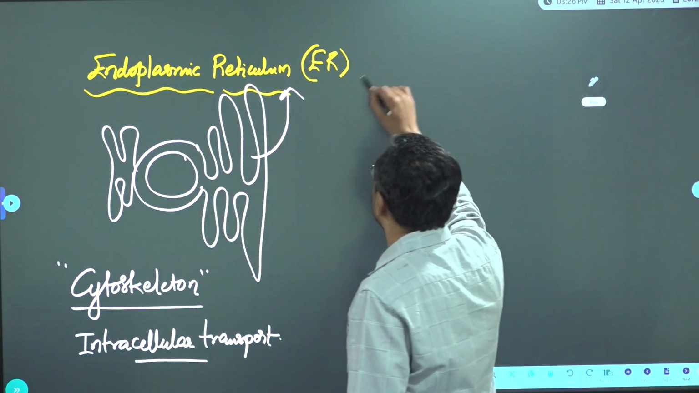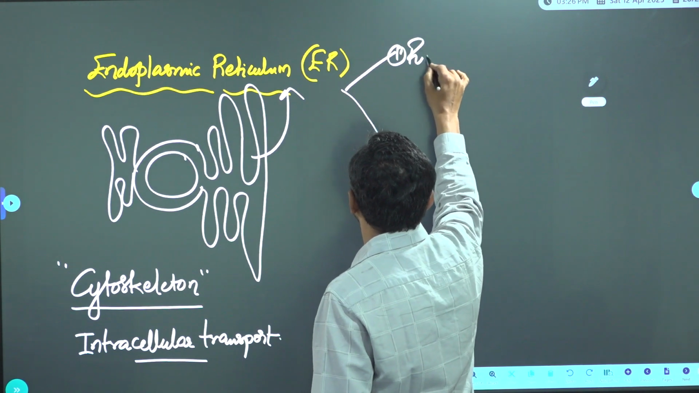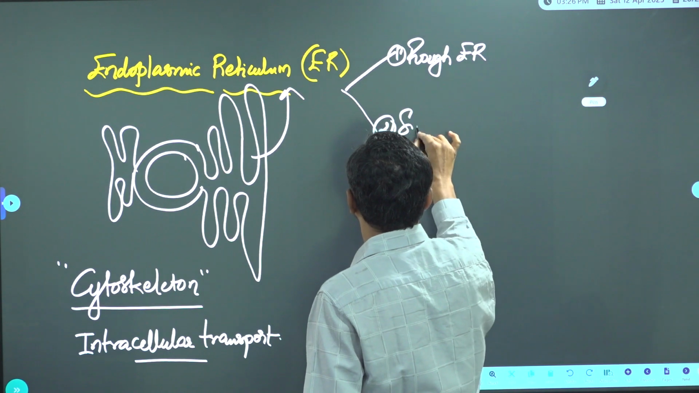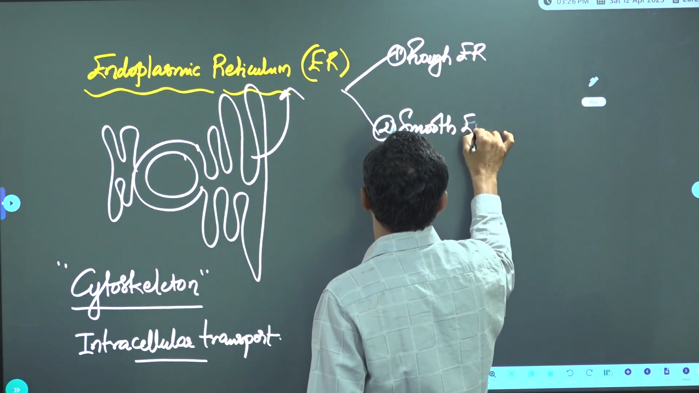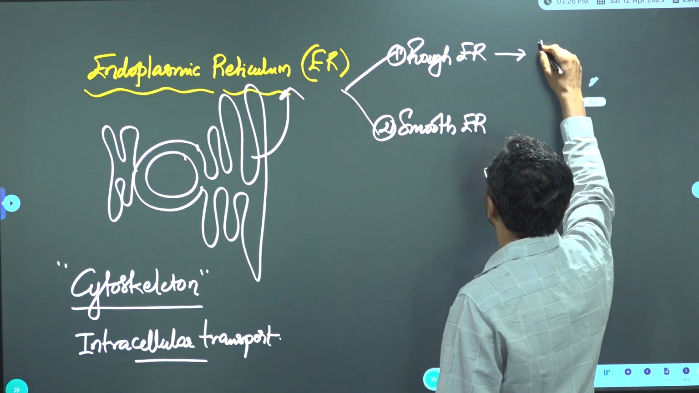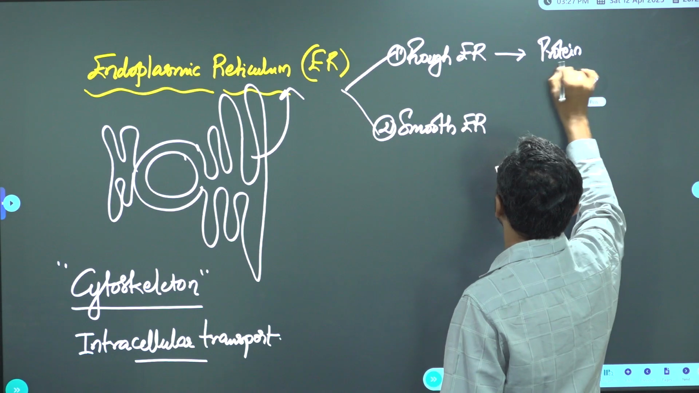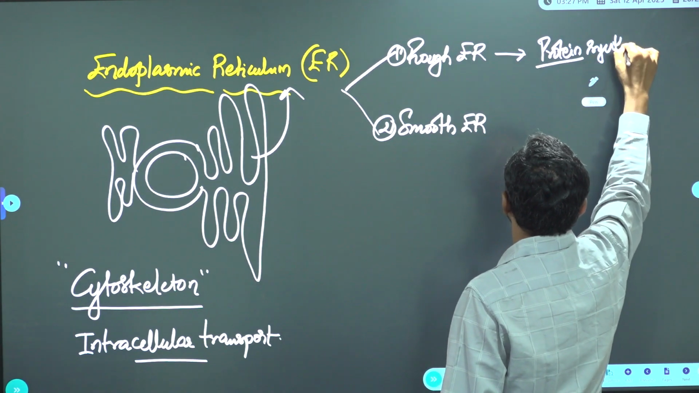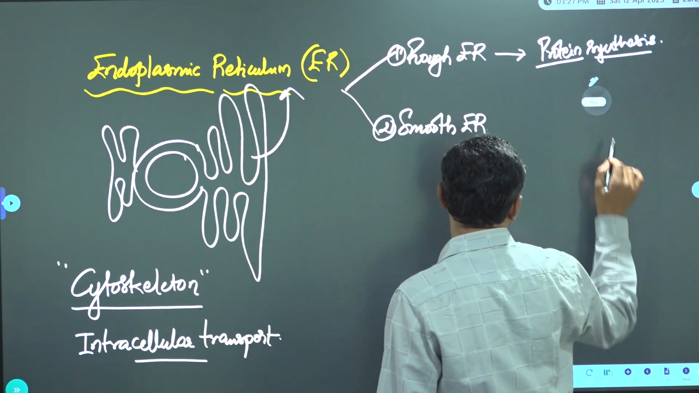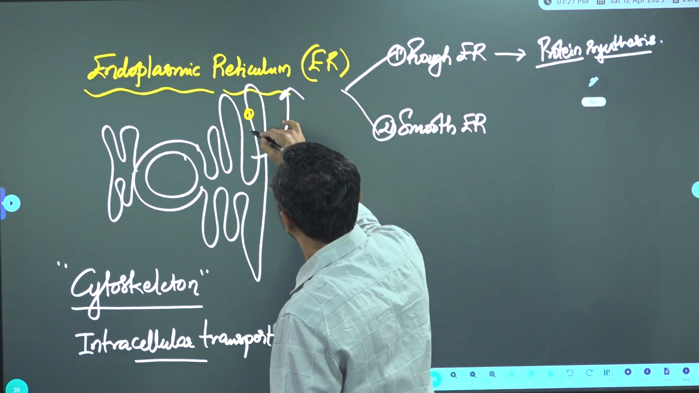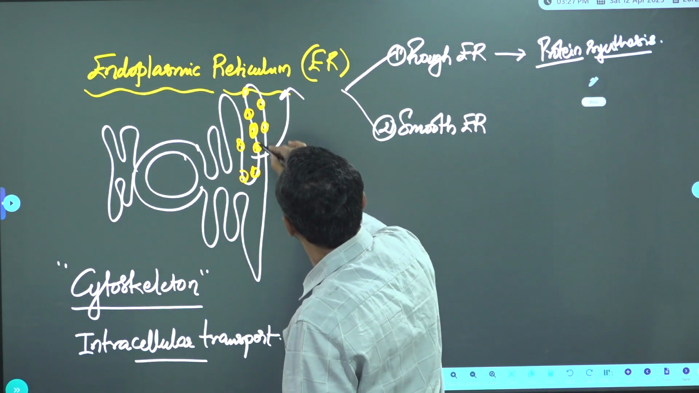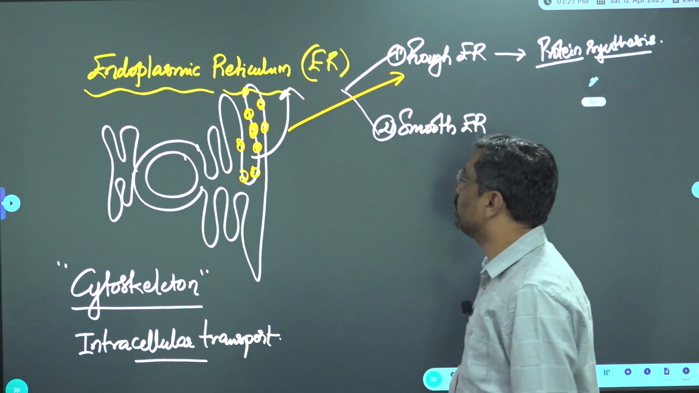There are two types of endoplasmic reticulum: rough endoplasmic reticulum and smooth endoplasmic reticulum. Rough endoplasmic reticulum means ribosomes are present on its surface. It is required for protein synthesis. If ribosomes are present on its surface, then it is called rough endoplasmic reticulum.